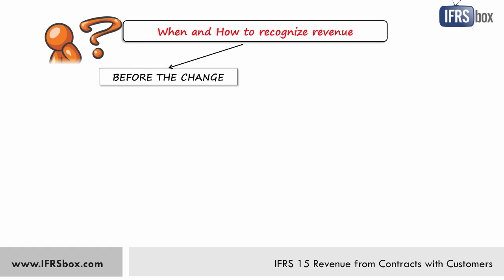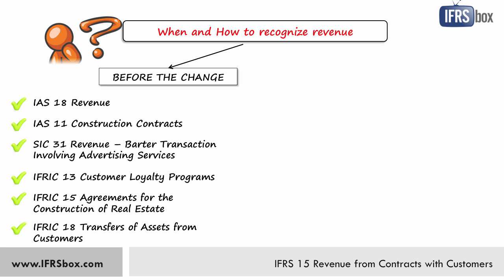Before the change, the guidance on revenues was spread all over the standards, and there were various interpretations too. For example, we had IAS 18, IAS 11, SIC 31, and a few more interpretations, all guiding us when and how to recognize revenue in various circumstances. It was quite difficult to identify what standard to choose in your specific situation. And also, it was sometimes conflicting and confusing too.